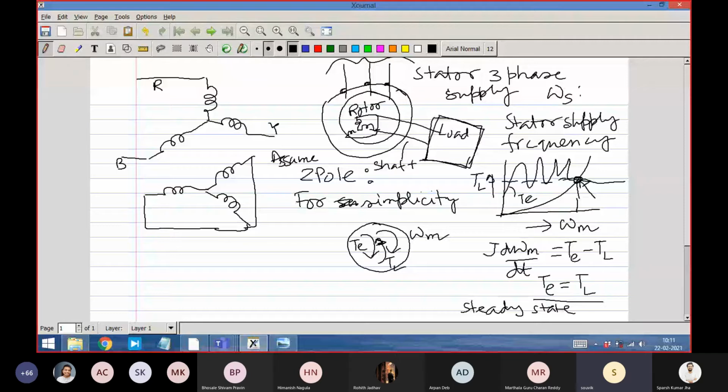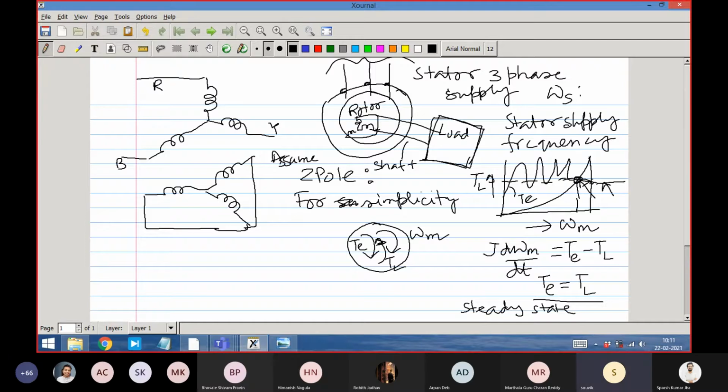You do it this way. Suppose for some reason the speed has increased a bit, then what happens? Mechanical torque is more than the electrical torque. Electrical torque is here, right? At that speed, it is here. So mechanical torque is more than the electrical torque. So that means speed will then again decrease, because J d omega_m by dt is negative if it has gone to high speed. So in this situation, this is the only point where it will be stable. Yes or no?